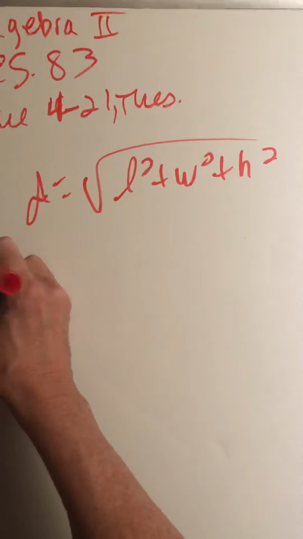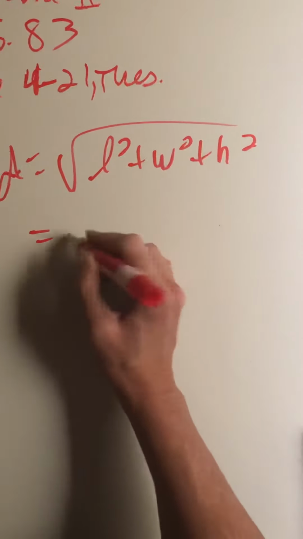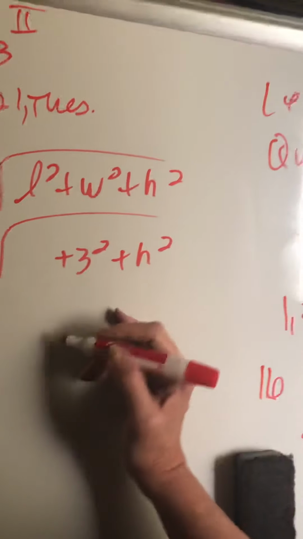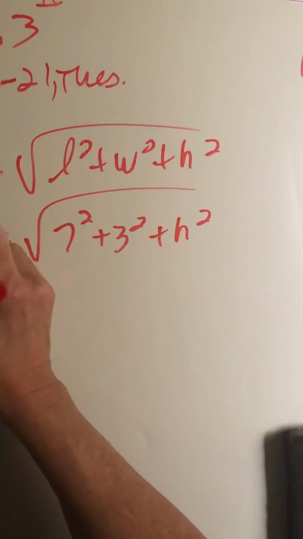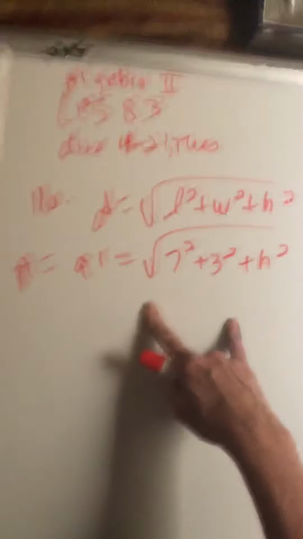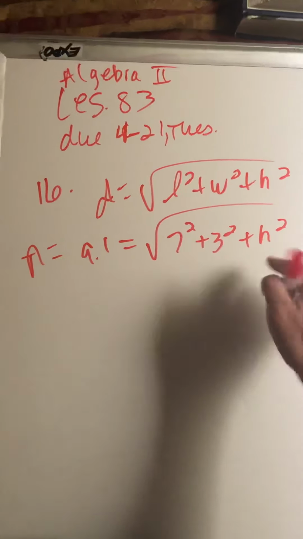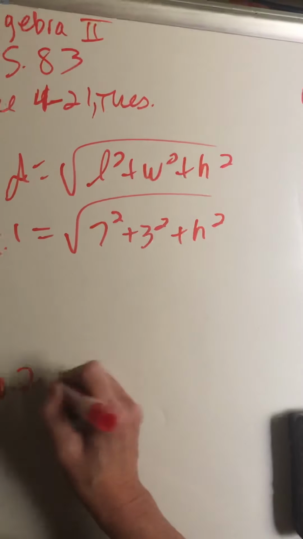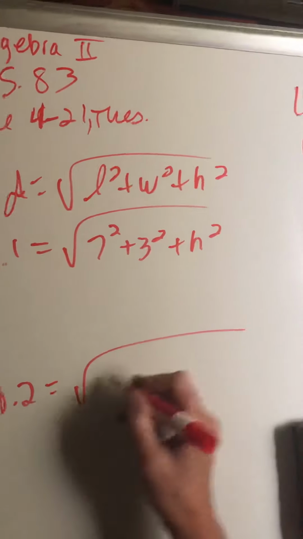So on A, prism A has a width of 3. You're looking for the height. So width of 3, length of 7, and then your diagonal is 9.1. So you're going to square this to get rid of the radical first, and then you should be able to go from there. The last move you're going to make is square rooting because you want H, the height. Then on B, you're going to put 10.2 in for the diagonal.